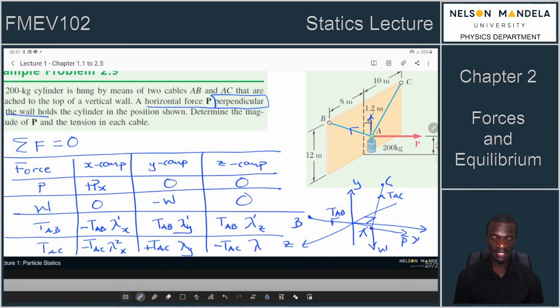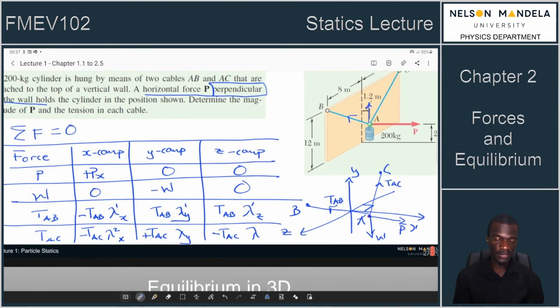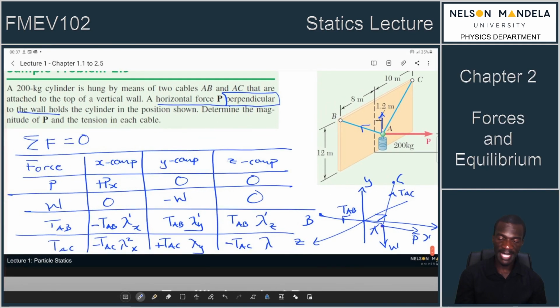So basically, you've defined your directional vectors and then you add them. So in the end, you will find the unknowns, because you want to determine the magnitude of P and the tension in the cable. That way you can add these up and sum them up to 0.